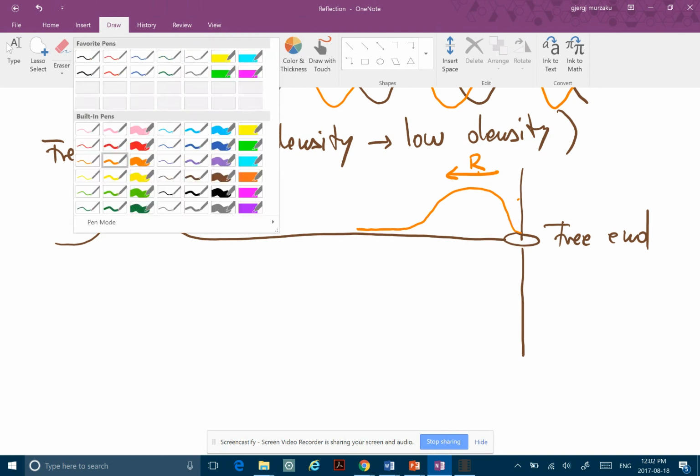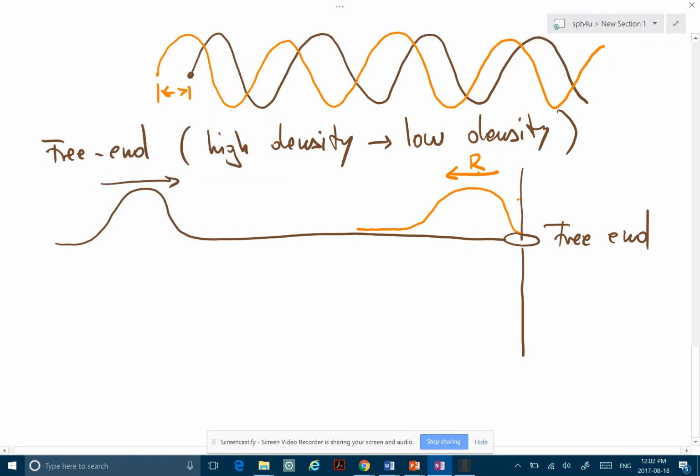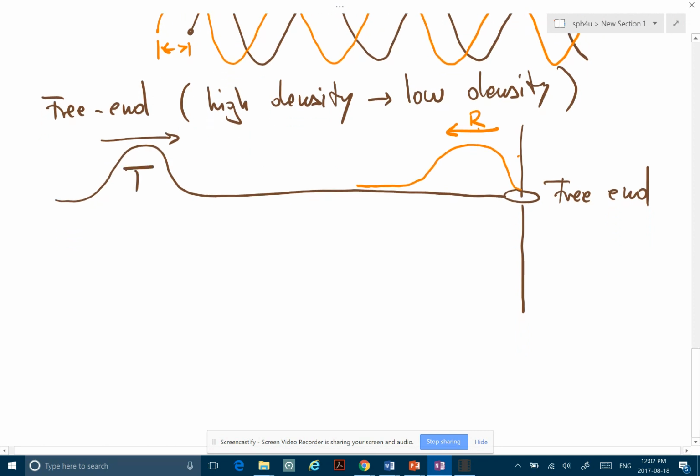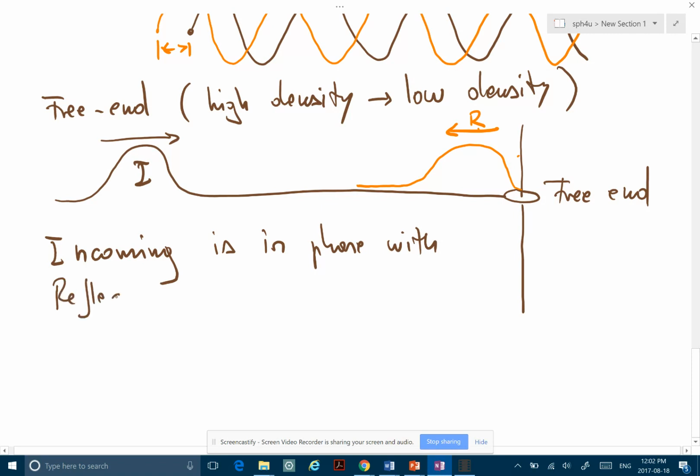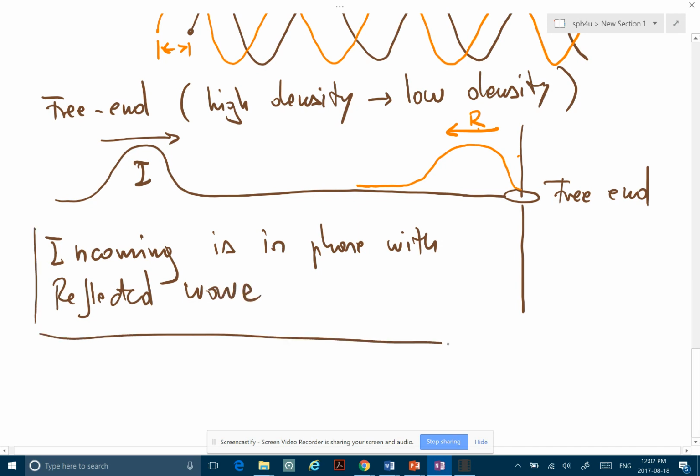Okay, so what can we say in terms of using the same terminology, in or out of phase? The incoming, we'll talk about transmission later, the incoming is in phase because it is going to match the reflected wave. They're going to be exactly the same. Okay, so that's the reflection of waves.